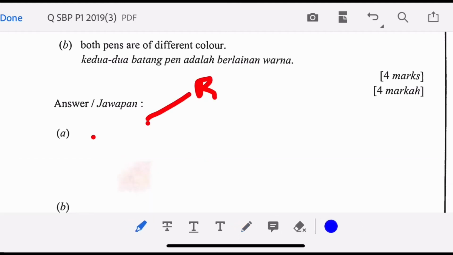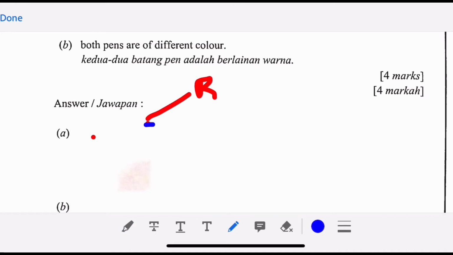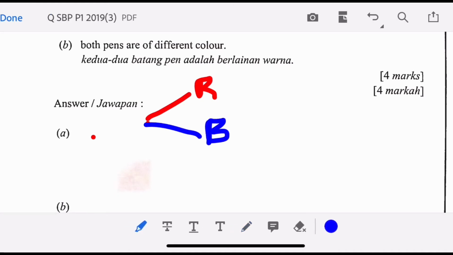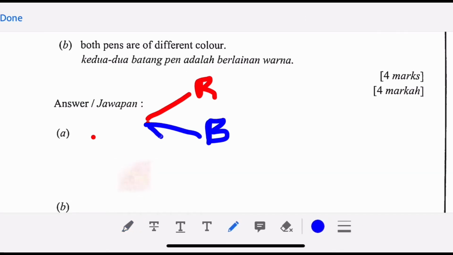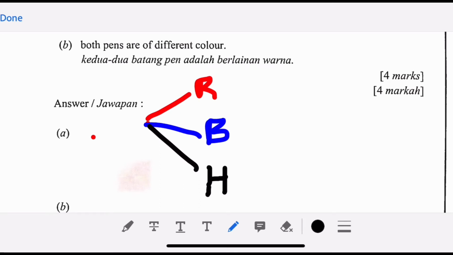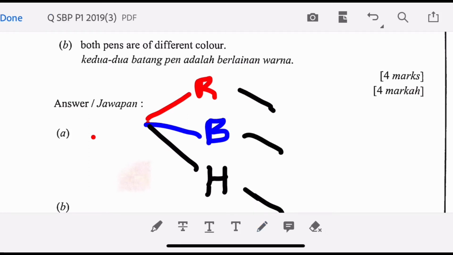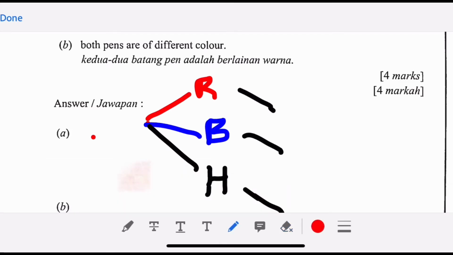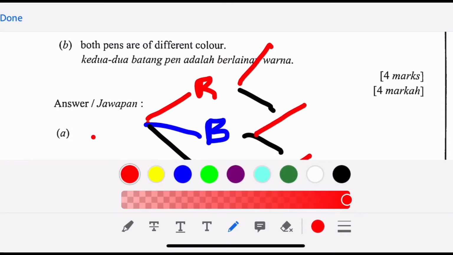So a tree diagram actually must start with a dot and then it will branch out according to the outcome. So you have red, you have blue, and you have black, right? So we are going to draw according to color. Black is the same letter as blue, so better change to another letter. We choose hitam. Okay, hitam is the black, so we use an H. So it's easy for us to observe later on. Okay, so now for the black one we draw first, and then we'll draw another two, which is red and blue.